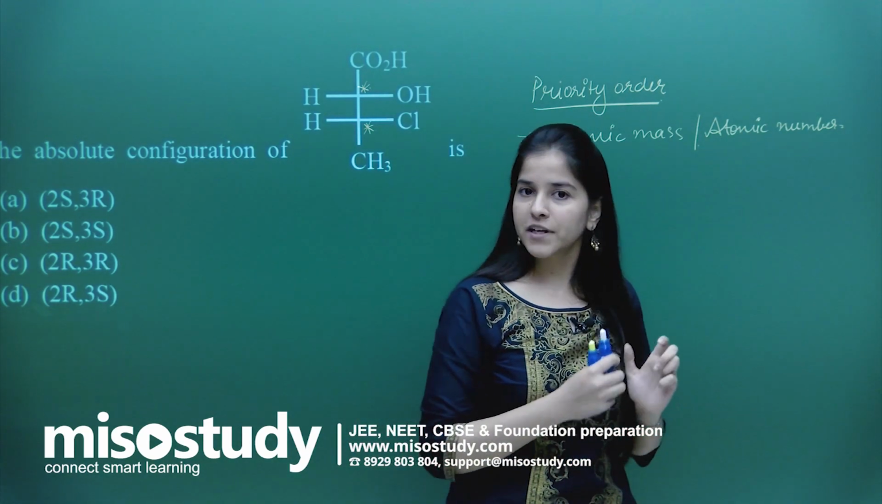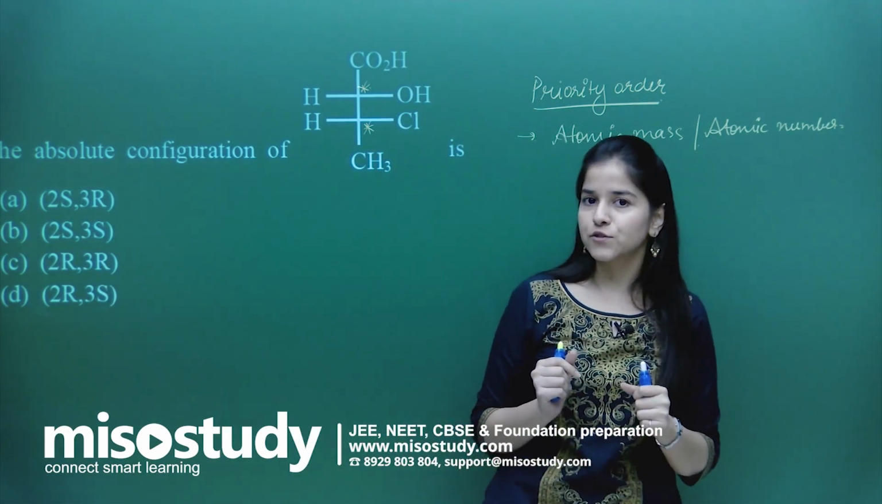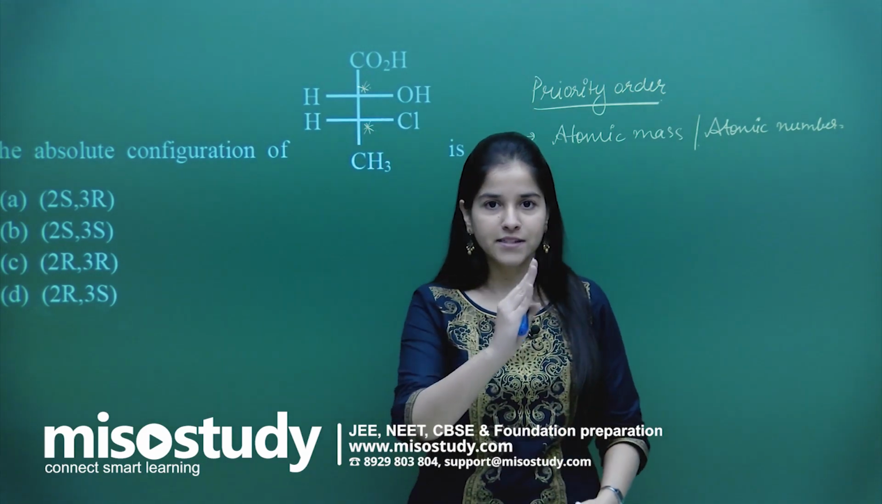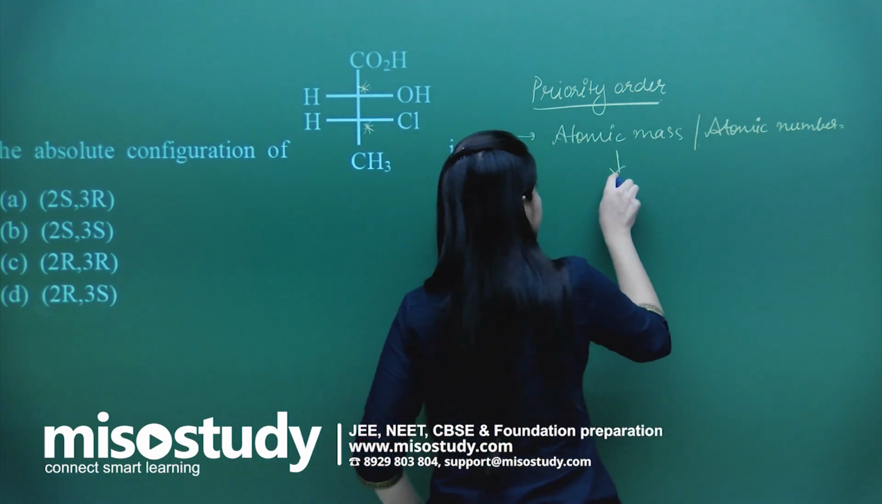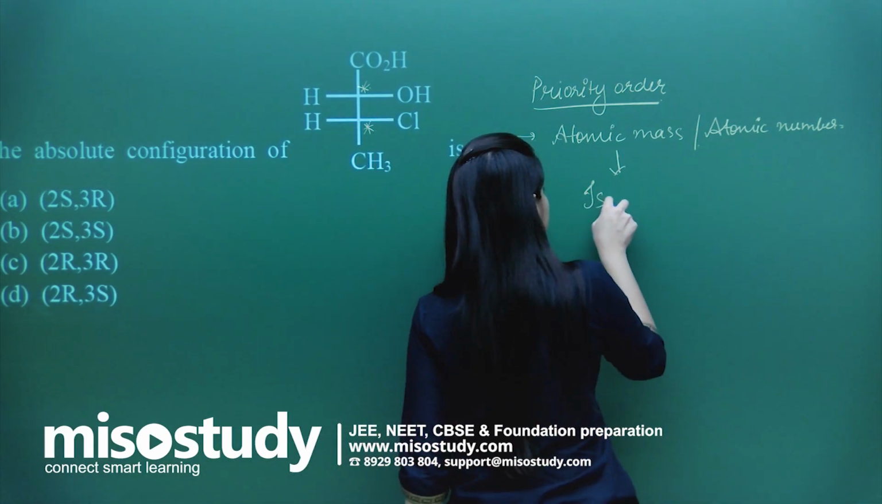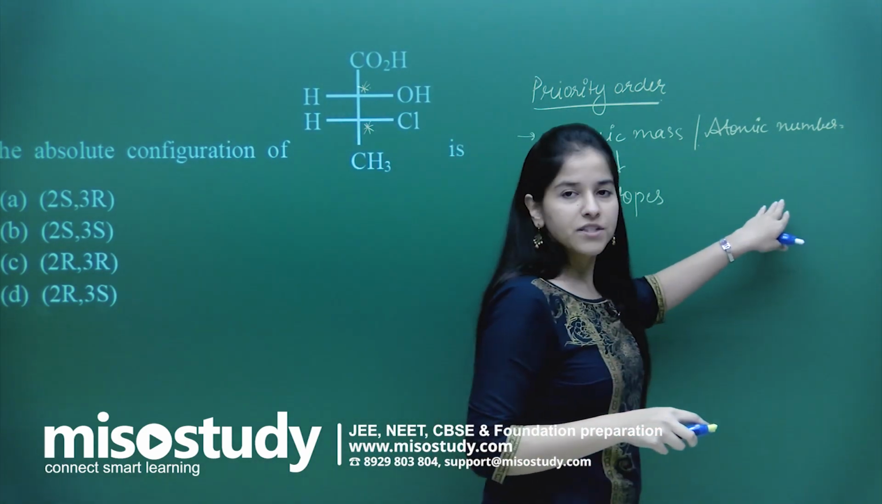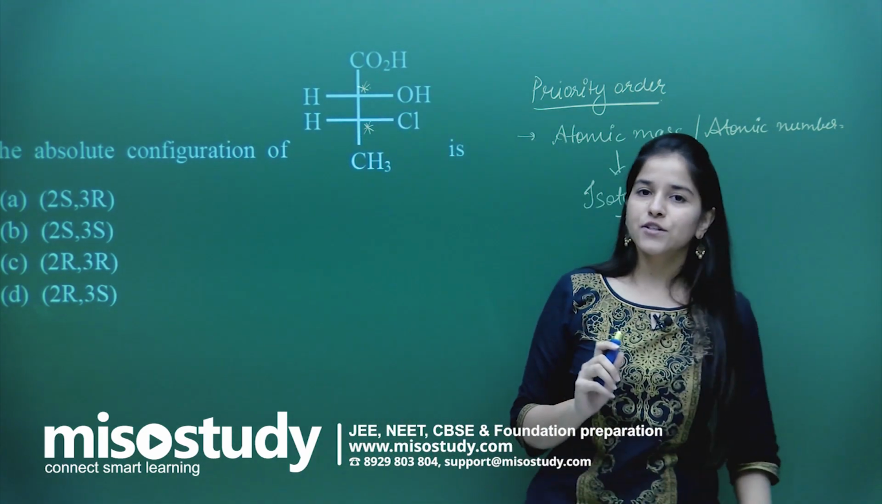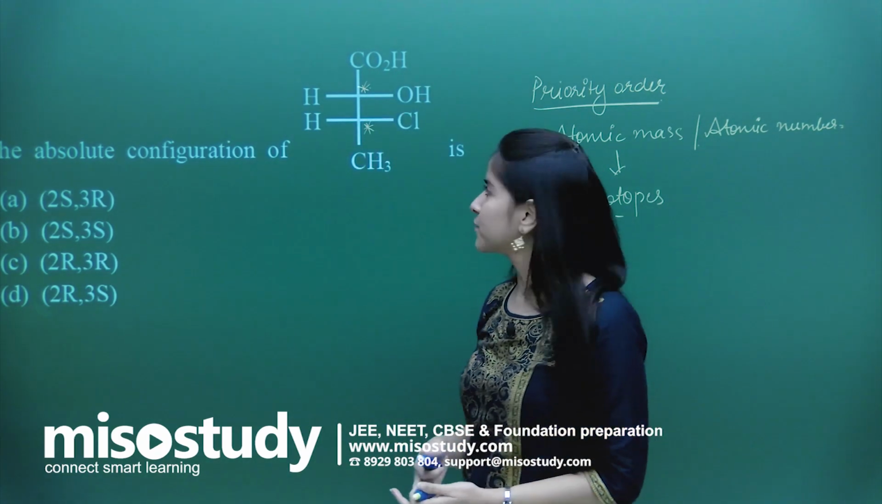That is, the number of electrons is always different. But that's not the case with isotopes. Isotopes have the same number of electrons. So that is what we have discussed. This was considered in terms of isotopes, and this is for the general elements, where I need to consider the atomic number. So that is how we are going to assign the priorities over here.